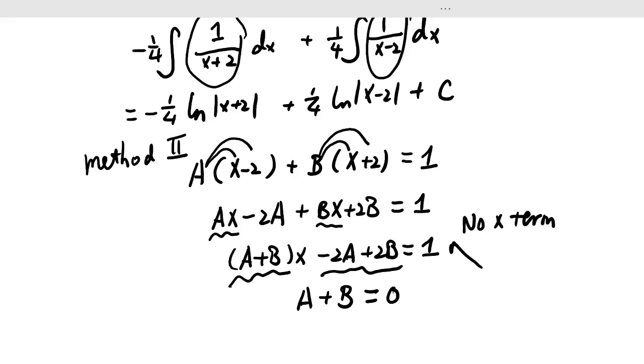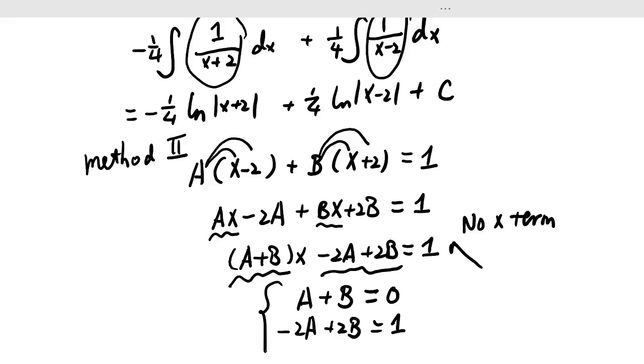So we know a plus b equals to 0. Now, how about negative 2a plus 2b? Negative 2a plus 2b must equal 1 because that's our constant. I'm gonna write it. So negative 2a plus 2b must be 1. Now we have two equations. That's gonna be a system of equations for us to solve.